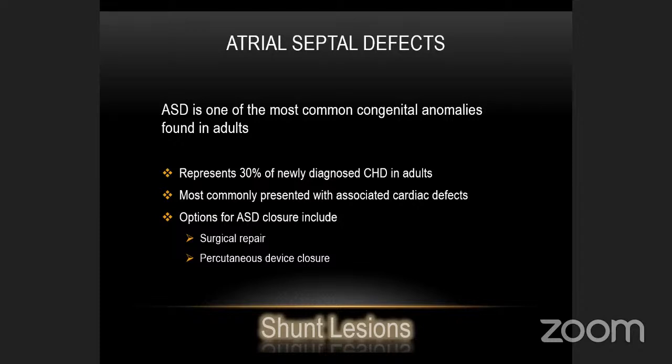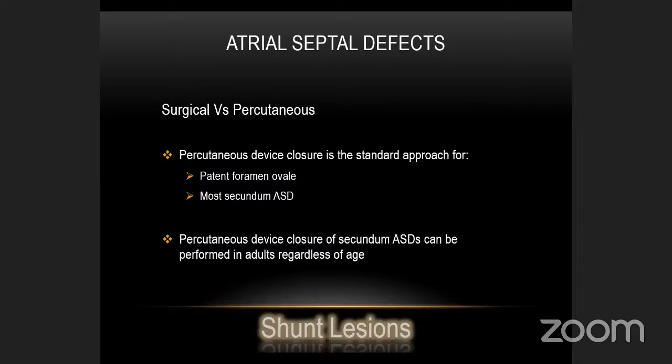Options for ASD closure include surgical repair or percutaneous device closure. Percutaneous device closure is the standard approach for patients with an oval fossa and most secundum ASDs. Percutaneous device closure of secundum ASDs can be performed in adults regardless of age.